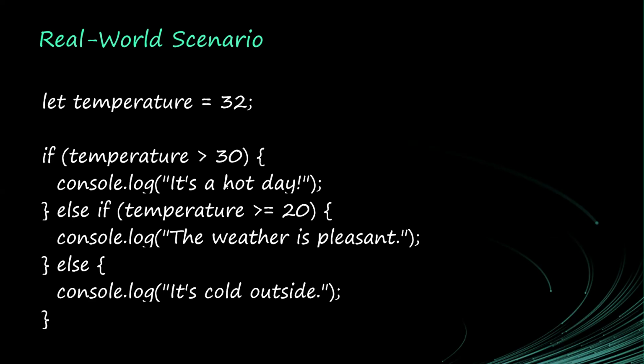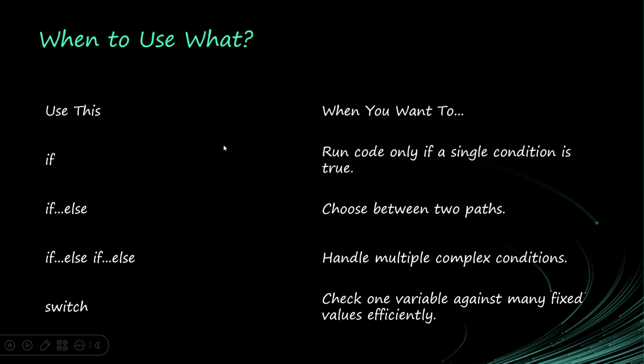All right, so when to use what? Use the if statement to run code only if a single condition is true. You're checking for just one condition. Use the if else statement to choose between two paths: if it is true, I do this; if it is not true, I do this. Use the else if statement to handle multiple complex conditions, when you have multiple conditions to check. And use the switch statement when you want to check one variable against many fixed values efficiently.